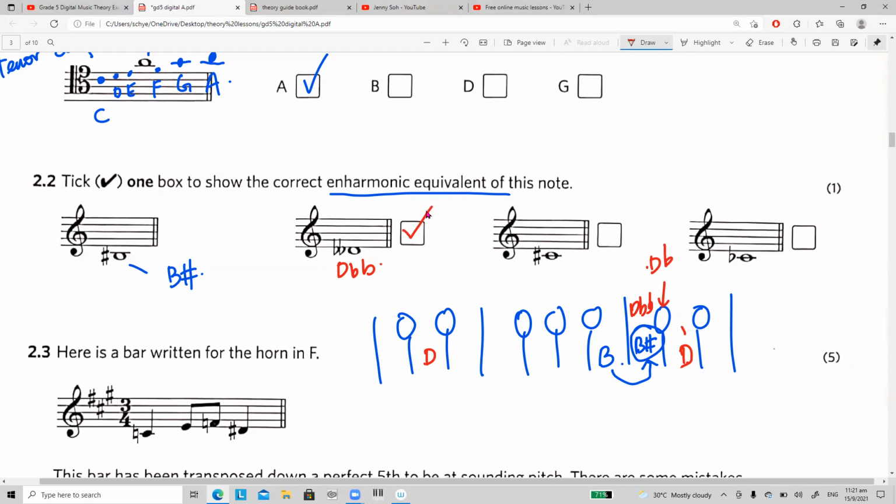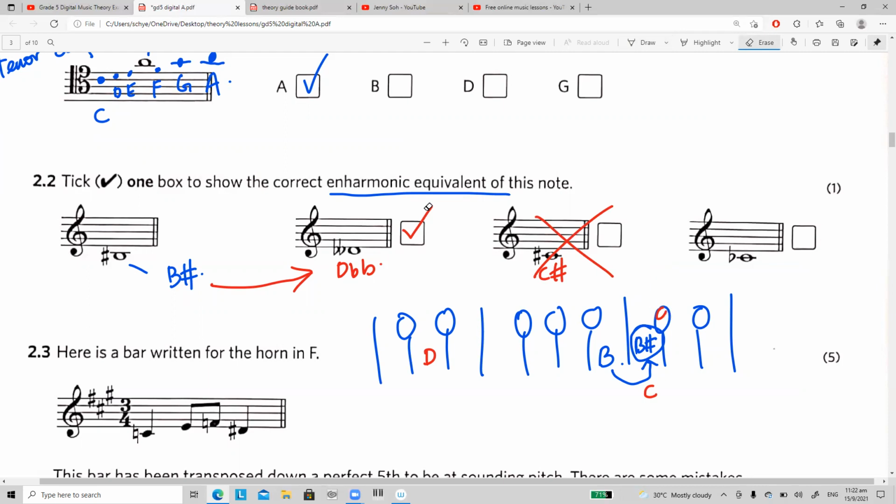Okay, so this B sharp and this D double flat are the same. If you want to look further, I can also explain why the rest of the answers are wrong. Like this one is a C sharp. C is here, C sharp is here. So this and this are totally different. So this one is out.